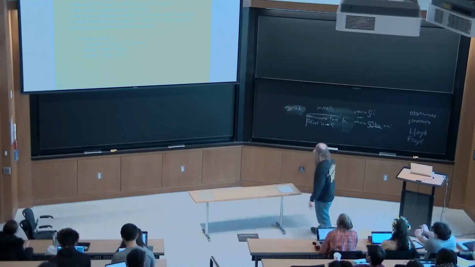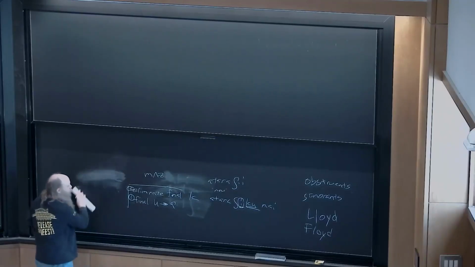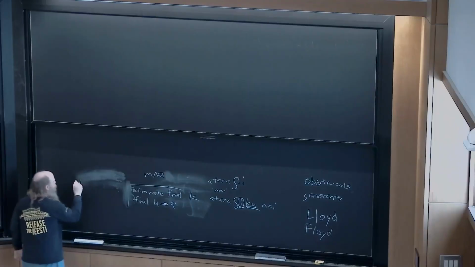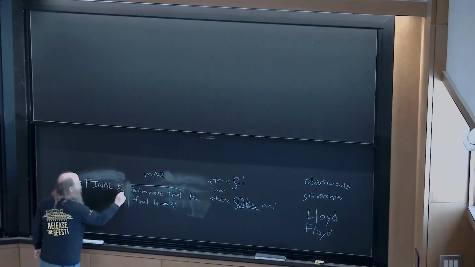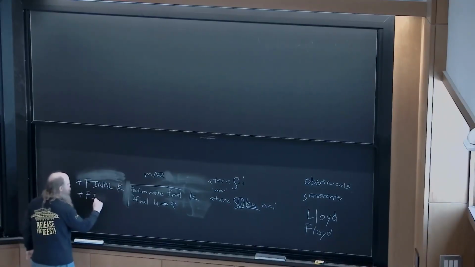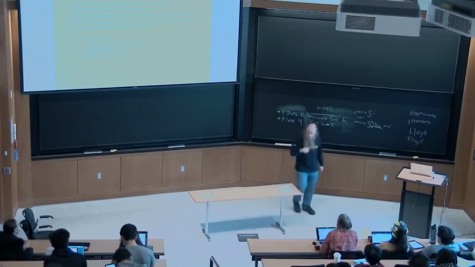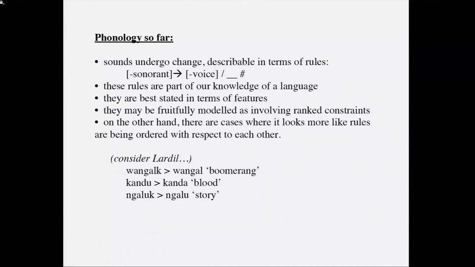But if we imagine thinking about things in an optimality theoretic kind of way, well, it's not hard to come up with constraints that say this: star final K, no final K, I have to write it in capital letters because that's what you do in optimality theory, and no final U. And those constraints would look at wangalk, and they would say, no, we can't have the final K, it'll be wangal. And they would look at kandu, and they would say, no, we can't have the final U, it's got to be kanda.